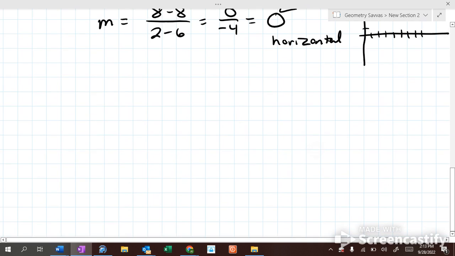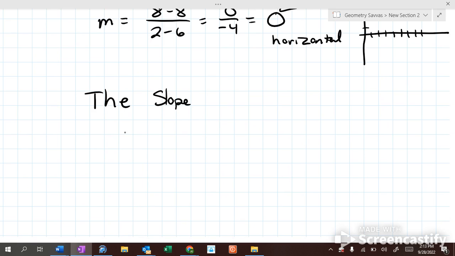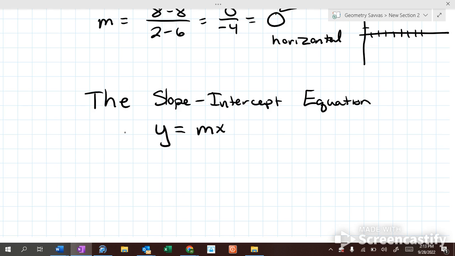The next thing, the slope intercept equation. The slope intercept equation. Y equals what plus what? Good job, Mr. Hodgen and Miss Cradaville. They taught you well. Y equals mx plus b. What does m stand for? Slope. What does b stand for?